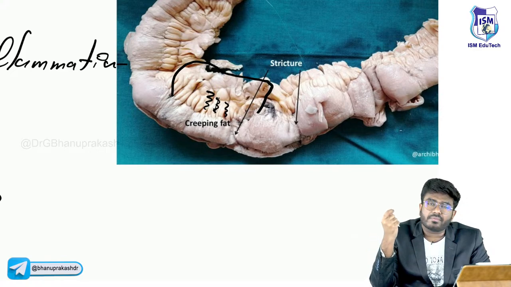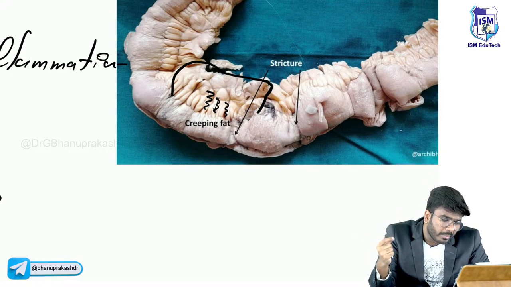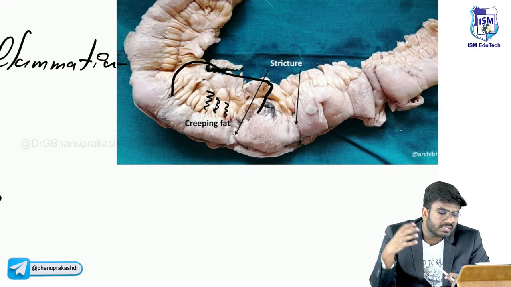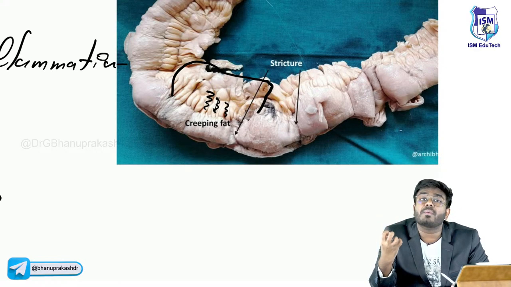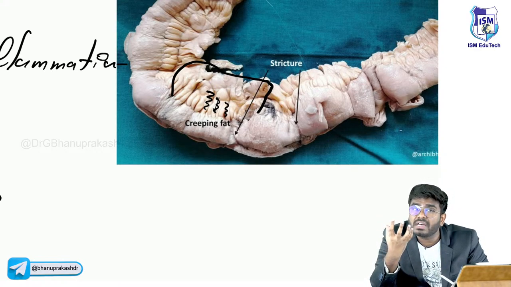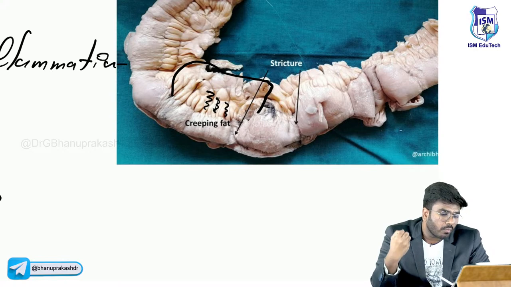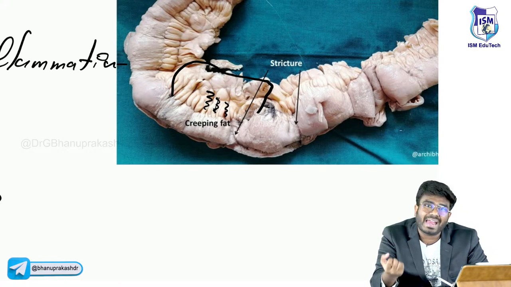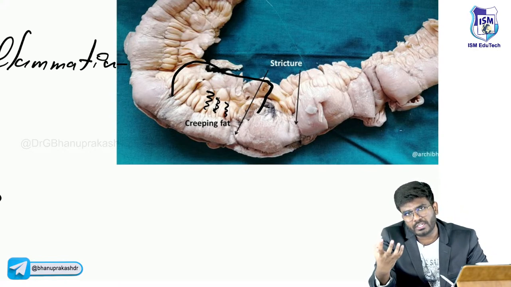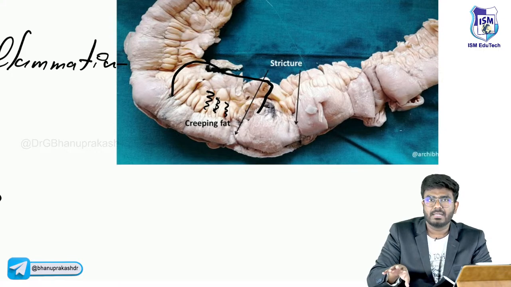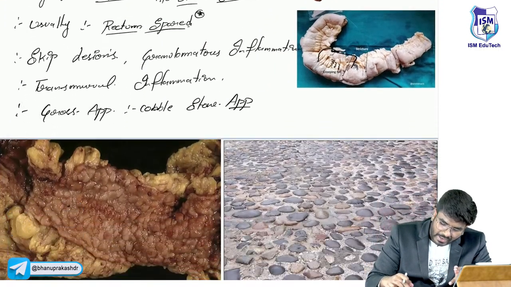See, first ulcers will be there. Ulcers are going to be healed by fibrosis. This fibrosis is going to pull up the surrounding area of the mesentery. So, what happens? The mesenteric fat is actually going to enter into the bowels. So, this is something called creeping fat.